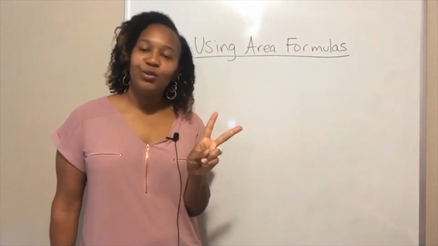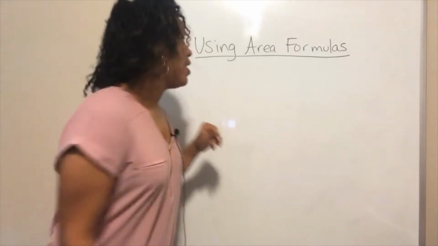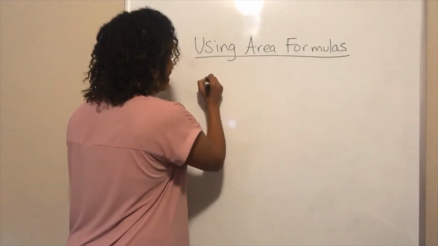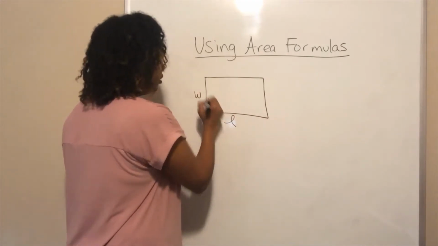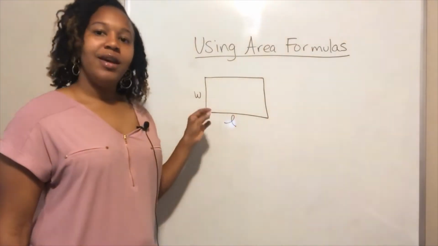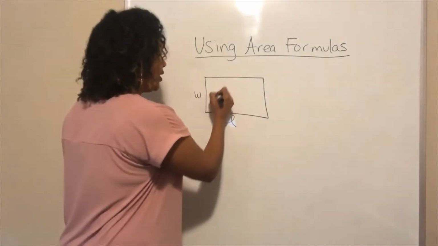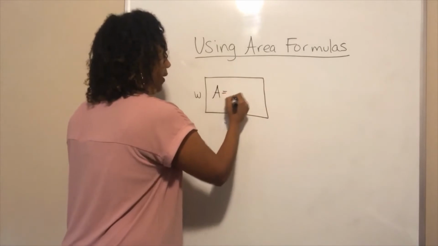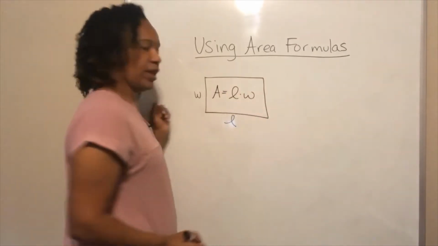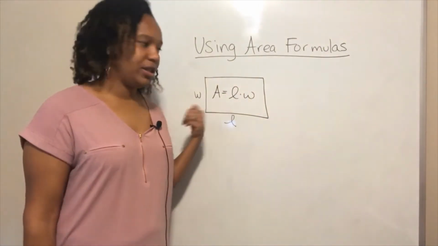There are only two area formulas we're going to talk about in this video, and that is the area of a rectangle. So here's a rectangle. A rectangle has two dimensions, a length and a width. If you want to find the area of a rectangle, you're talking about the amount of the inside of this, which is found by doing the length times the width. So to find the area of a rectangle, you do length times width.